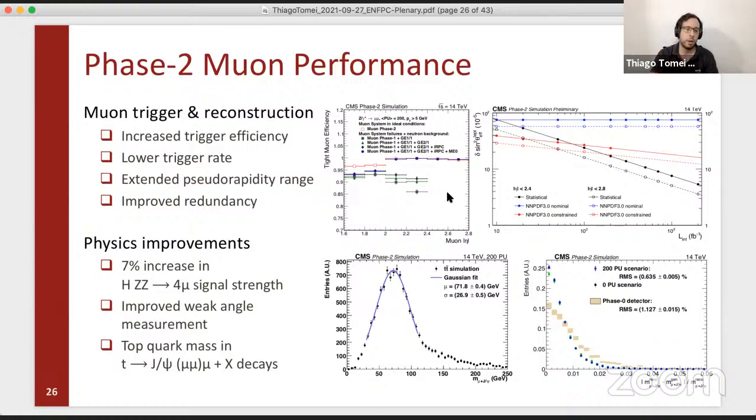I'm going to just tell you about three things. This will increase the Higgs to ZZ to four muons, the golden channel, signal strength. This will allow us an improved resolution in the measurement of the weak angle. And this will allow us to make a much better measurement of the top quark mass using the tri-muon channel, where you have top to J/psi plus muon, so you can have something that correlates with the top mass just from the tri-muon invariant mass, with much better resolution than you had in phase 1.